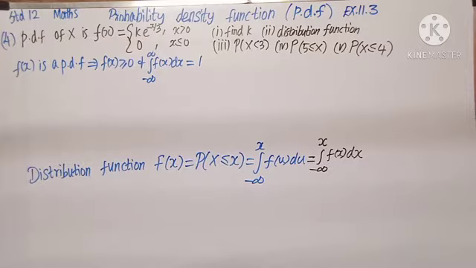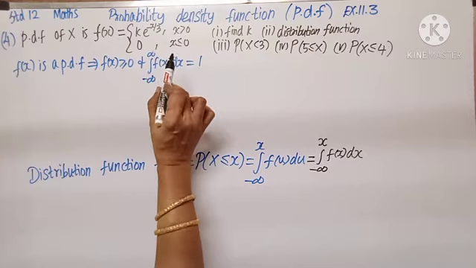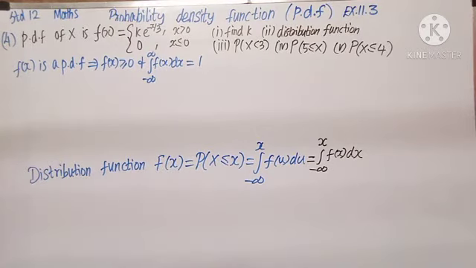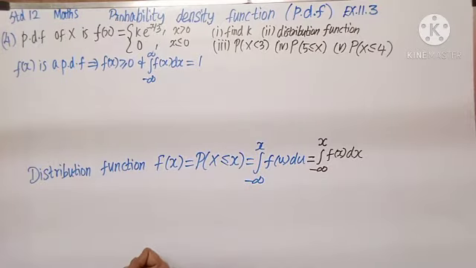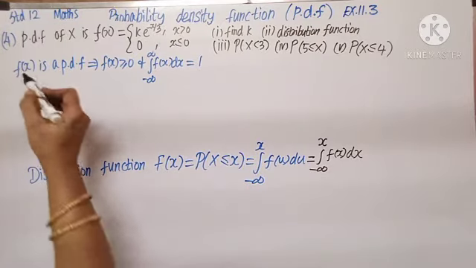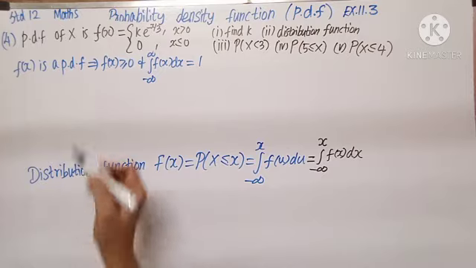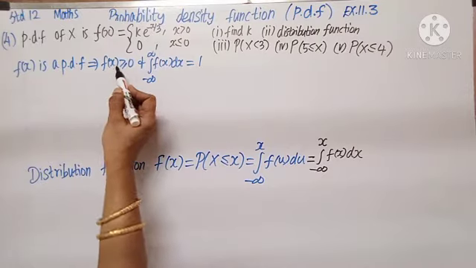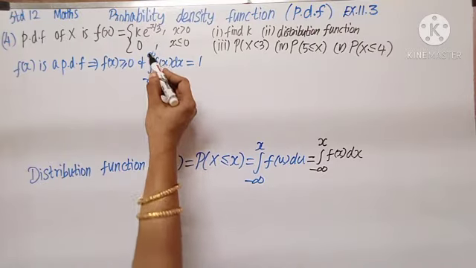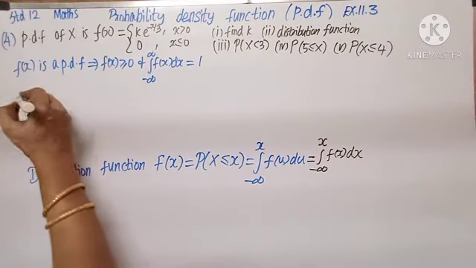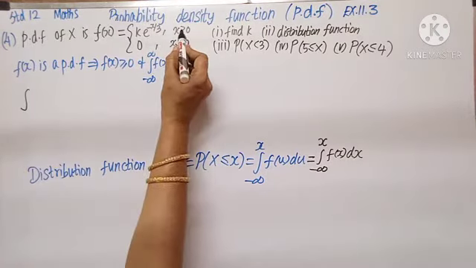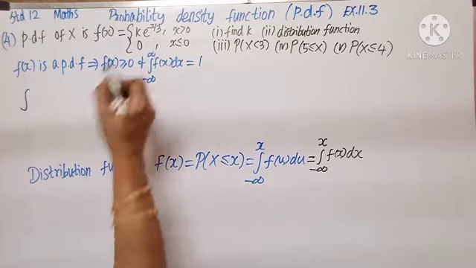Question number 4. The p.d.f of x is f of x equals k e power minus x by 3 for x greater than 0, and 0 for x less than or equal to 0. We need to find all this. Remember, whenever f of x is a p.d.f, f of x is greater than or equal to 0 and the integral from minus infinity to infinity of f of x dx equals 1. In this problem, it is starting from 0 only. Below 0, it is 0.